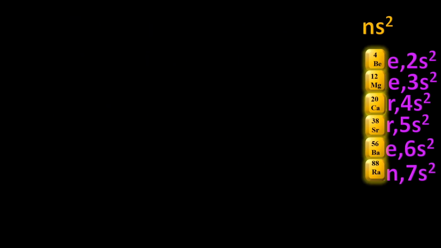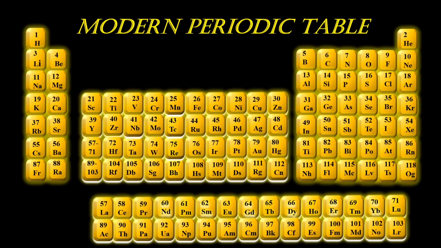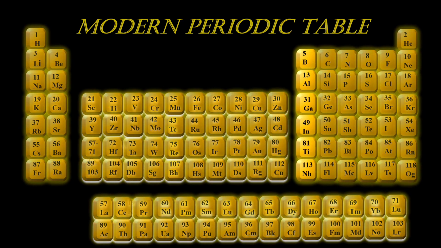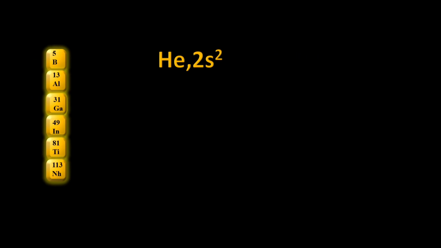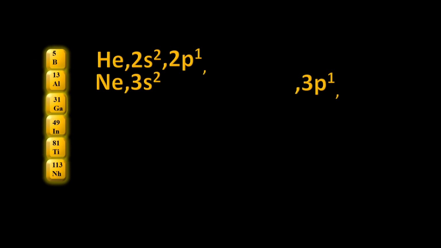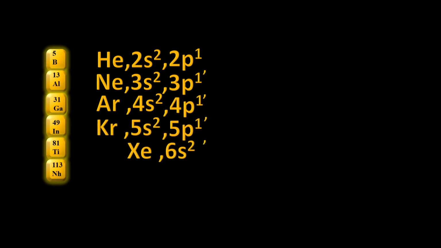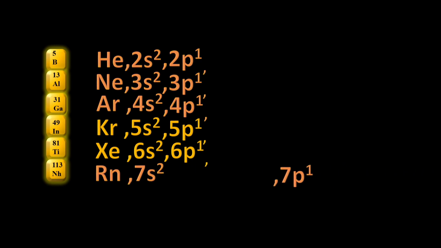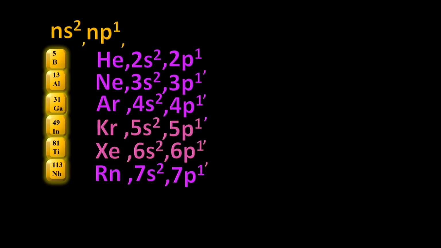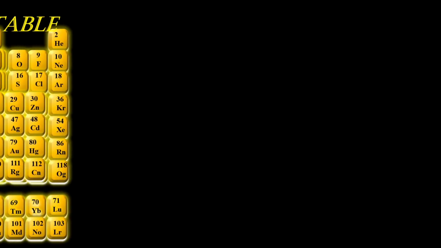And again, if you look at this modern periodic table, if we take the 13th group elements, that is p orbital elements, from boron to nihonium, it exhibits helium 2s2 2p1, neon 3s2 3p1, argon 4s2 4p1, krypton 5s2 5p1, xenon 6s2 6p1, radon 7s2 7p1. We can observe from the last two columns that the group can be said as ns2 np1.